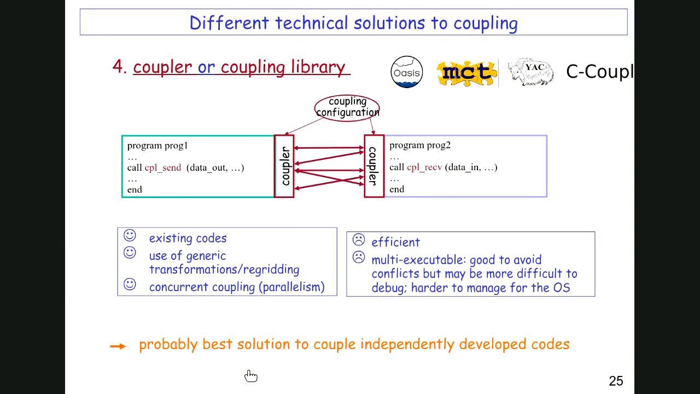So basically, this solution is the one that we mainly adopted in Europe. It's probably the best solution to couple independently developed codes when you don't have any top-down, any higher authority that will impose a standard to use. So different technical solutions depend on what you're ready to do with your codes.